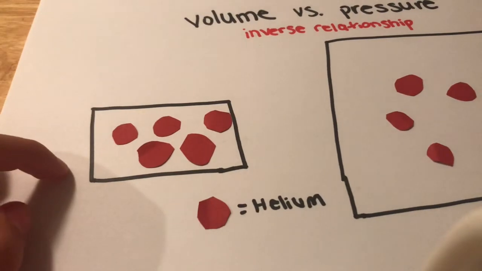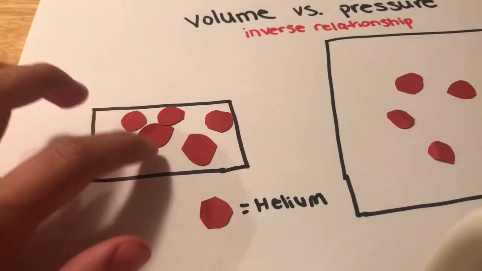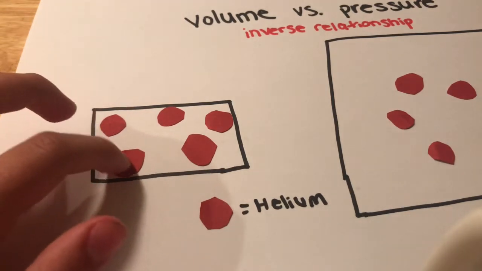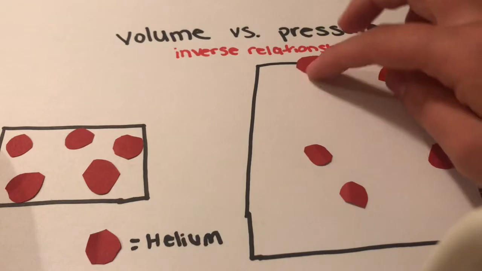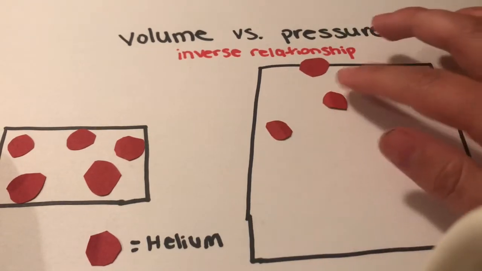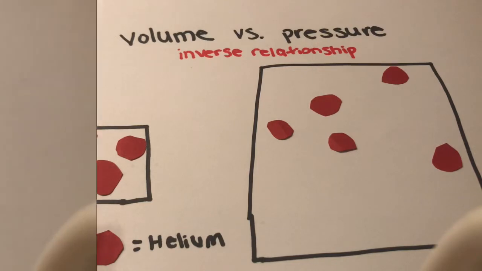When the volume is small, the particles will collide with the walls more often because there's less surface area or space to hit them. Yet when it's big, they have more space to move around and will hit the walls less often, and that will lead to a smaller pressure. It can be mathematically represented as this equation.